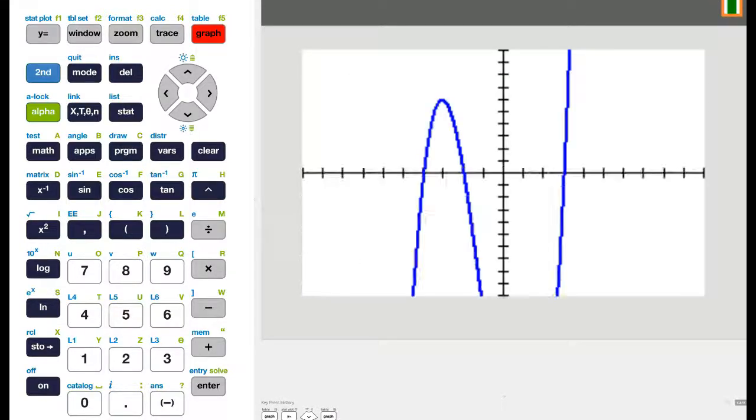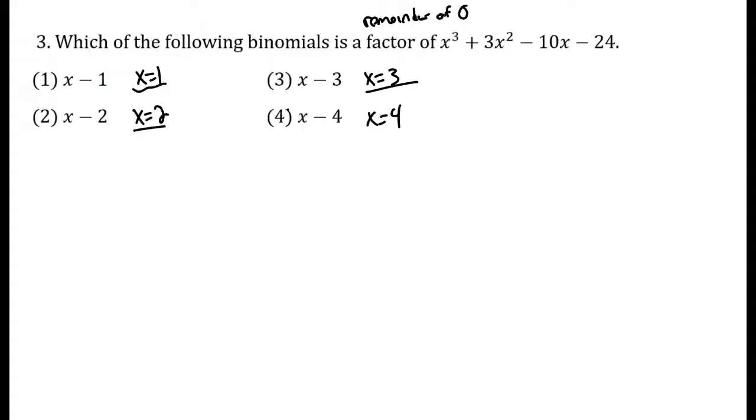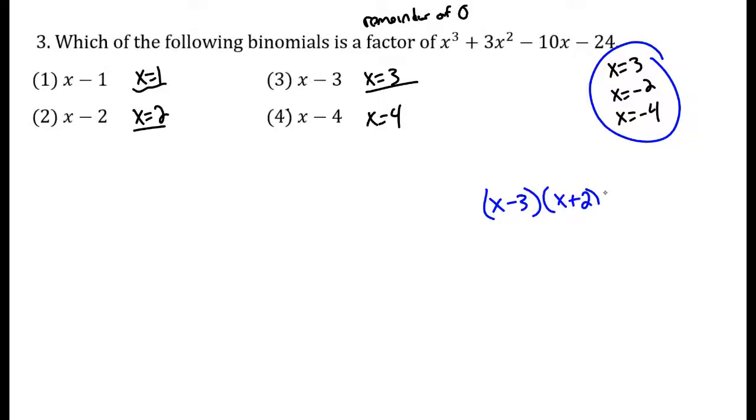If I graph it, there it is. It's that cubic polynomial. We can't see all of it because of the window. But look at the zeros. The zeros are at 3, -2, and -4. The zeros are at x equals 3, x equals -2, and x equals -4. If those are my zeros, which of these binomials must be a factor? Well, I know I get x minus 3, x plus 2, and x plus 4. So what's the factor? x minus 3, because I had a 0 at x equals 3.